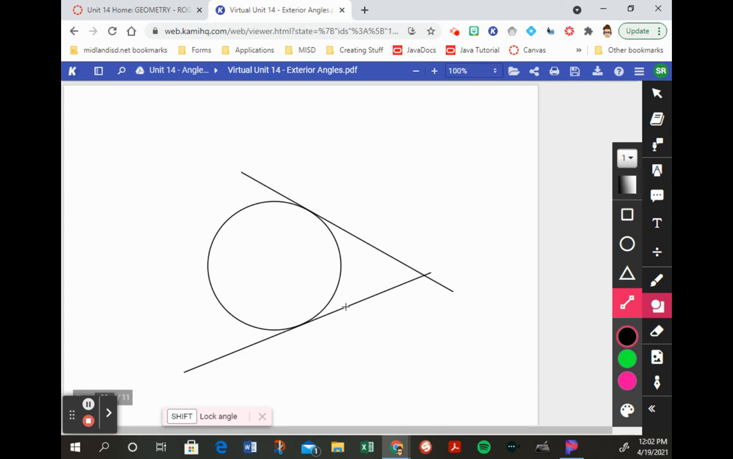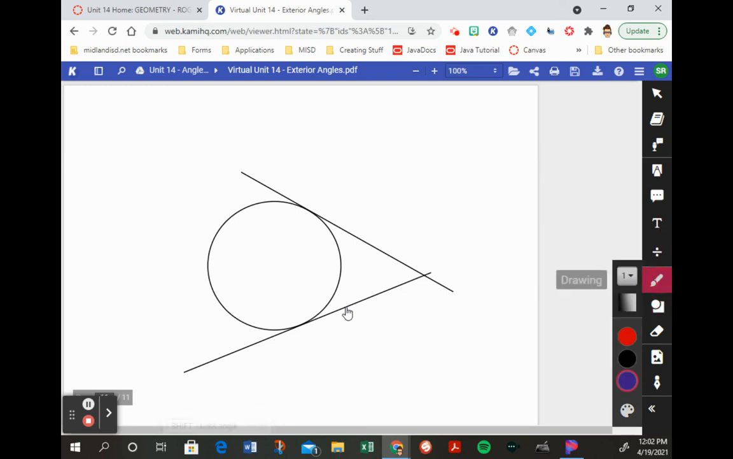And let's say we know that the formula is going to be arc 1 minus arc 2 divided by 2 equals angle, right? So let's give this arc, let's say it is 100 degrees. And I want to find this angle. I don't know this outside arc. So how are we going to find it?